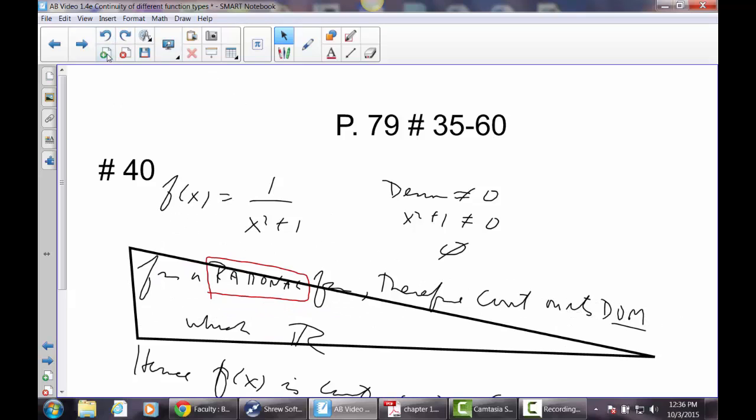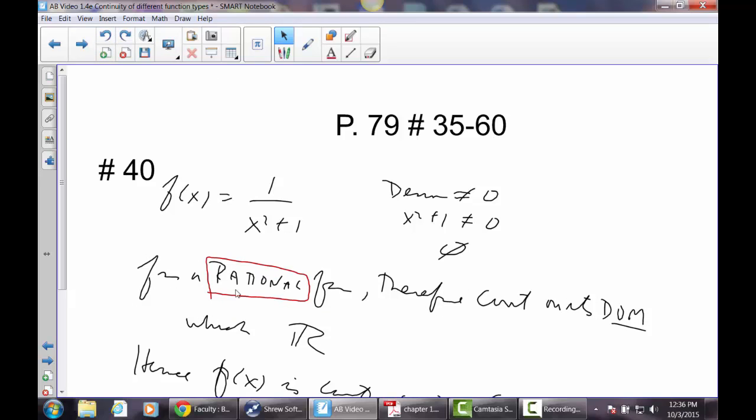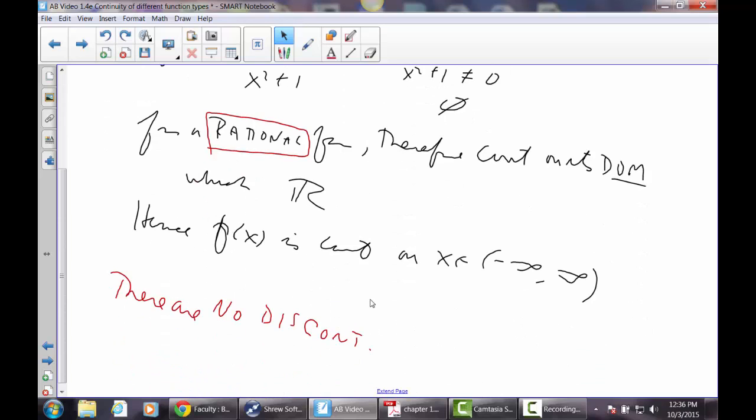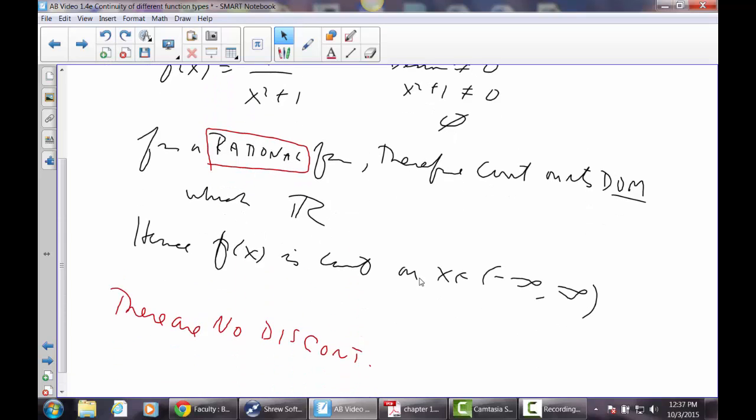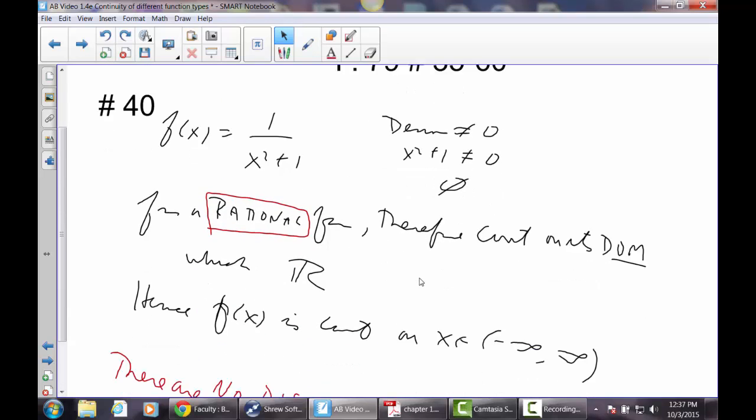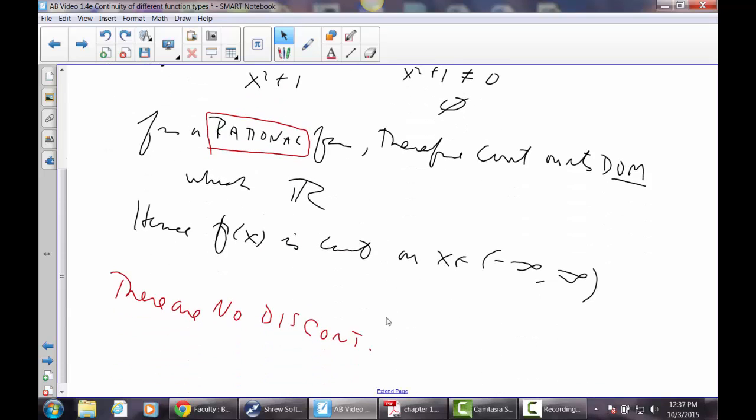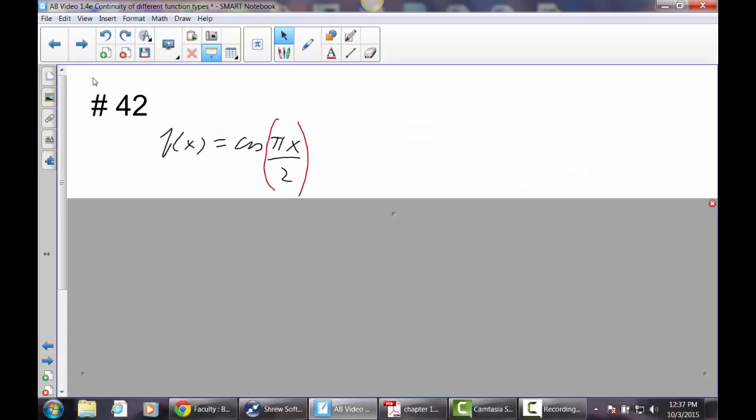Okay, so what we have is you need to tell me the type of function. You need to say the words, therefore continuous on its domain, and you need to tell me what that domain is. So, since it's continuous on the interval from negative infinity to infinity, we look for discontinuities, and there are none.